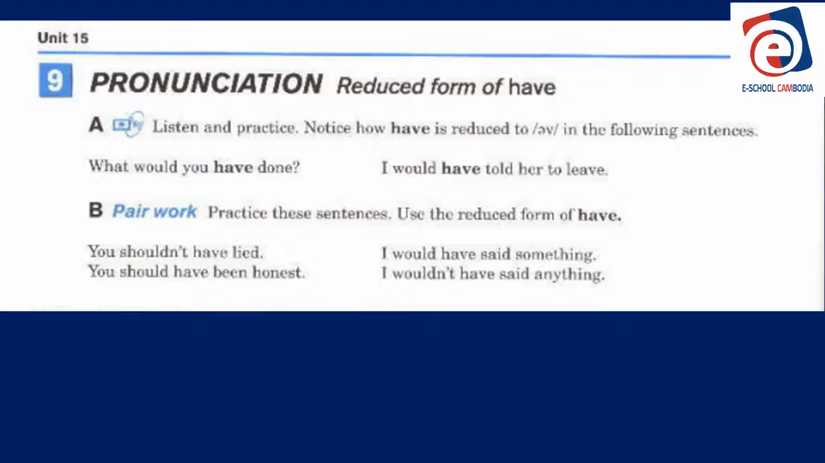And so lesson number 9 is pronunciation. We also have at least 1 pronunciation exercise in every unit. Very good, because pronunciation is very important. And this pronunciation is about the reduced form of have. Reduced form means that when we speak English, we cut the word. It means we do not pronounce the full word, but we cut it. It's not a contraction, it's just we don't say the full word, or we give the word a different sound.